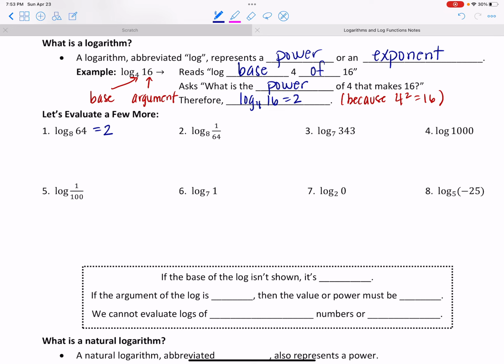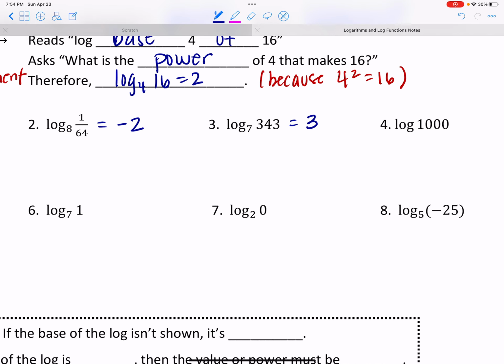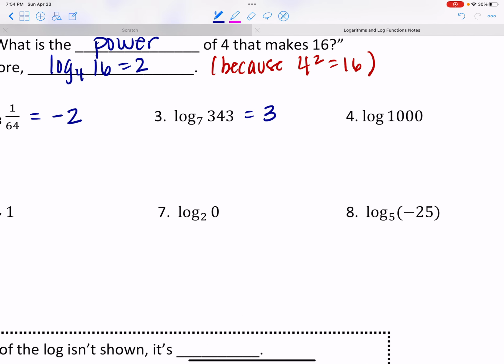Or the log base 8 of 1 over 64. If I want the 64 to go to the other side of the fraction, then negative 2 would be my exponent connecting that base with that argument. Or 7 to what power makes 343? That's the question when we read log base 7 of 343. That's going to be 7 to the third power. So the value of that log expression is going to be 3.